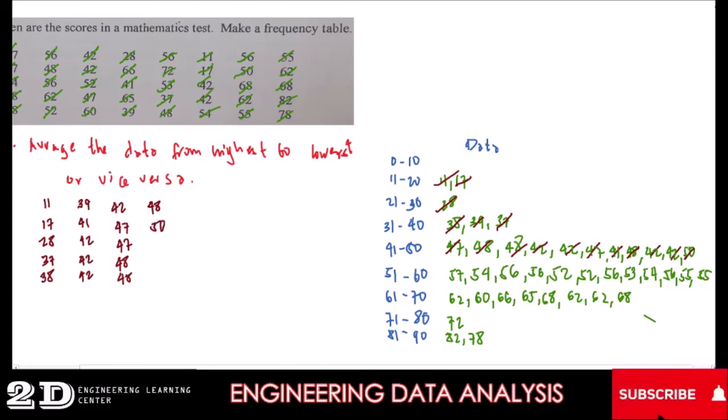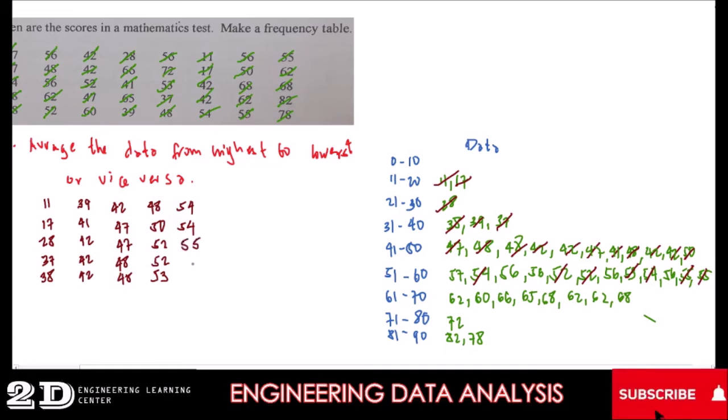So we have here 50. Okay, next 51. There's no 51. So we have 52. 1, 2, so there are only 2 52s. Then we have 53, so 1 53. 54: how many 54? 1, 2, so we have 2 54s. Then we have 55, 1, 2. I believe there are only 2 55s.